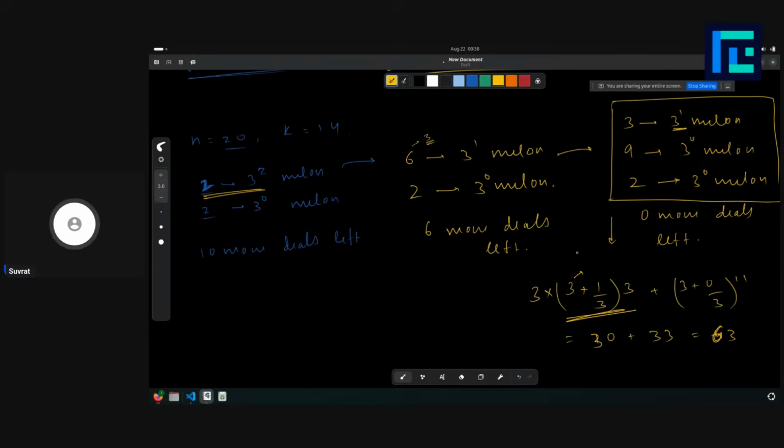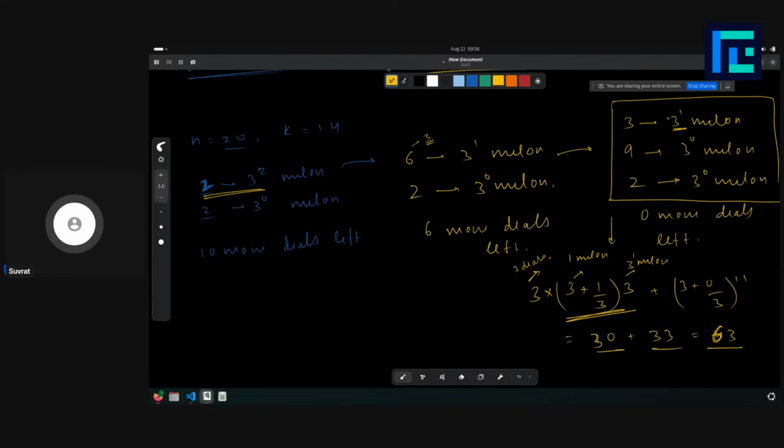3 to the power x plus 3 is the cost of 1 million. And in one deal, we are buying 3 to the power 1 millions. And we are doing 3 deals of this. So 3 extra, 30 into 30, 63.